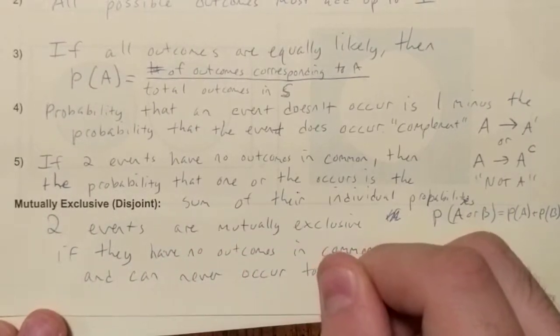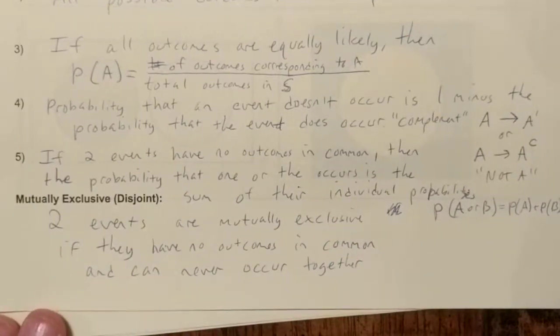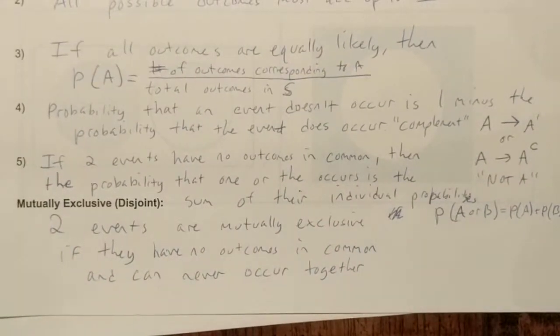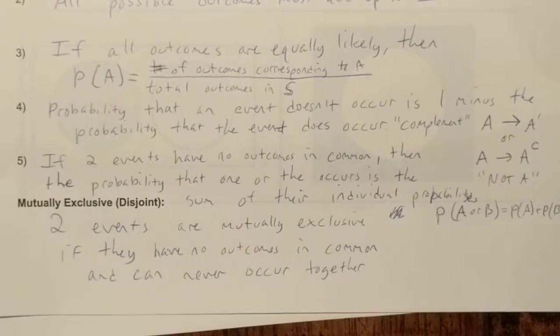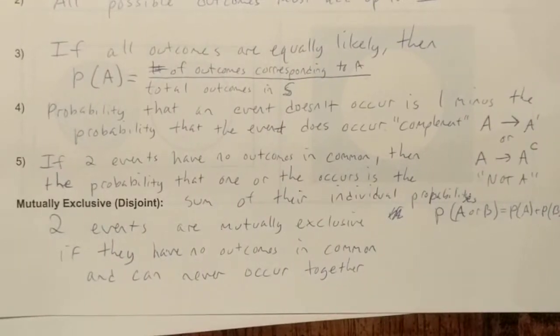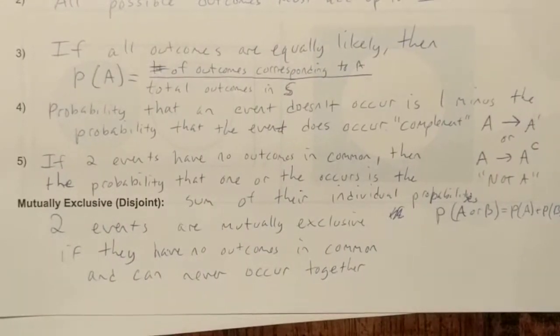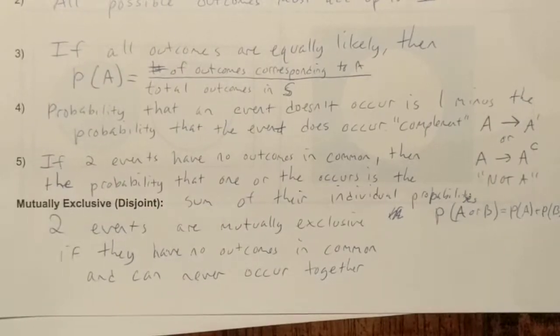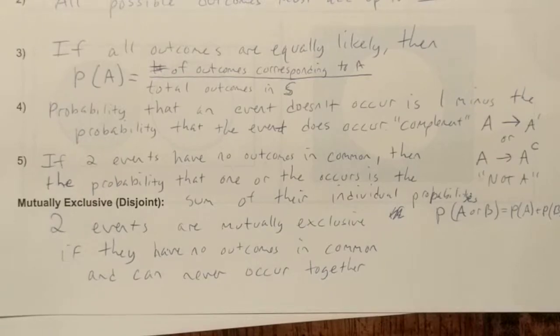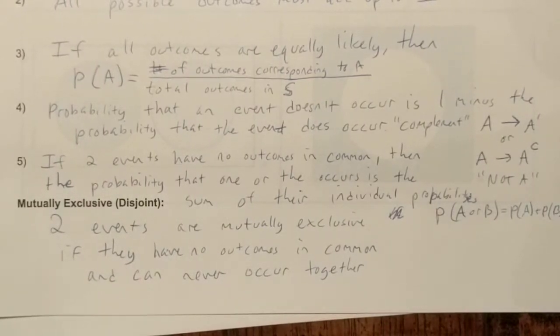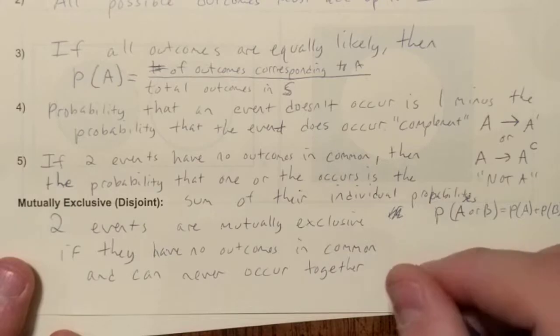It's impossible for them to happen at the same time. So for example, if you're drawing from a deck of cards, you cannot draw a card that is a face card and a 2, because they can't have it at the same time. Face cards are face cards. A 2 is not a face card, so therefore it cannot have an intersection or can't happen at the same time. So those would be mutually exclusive events. It just means the two events that don't ever occur together.